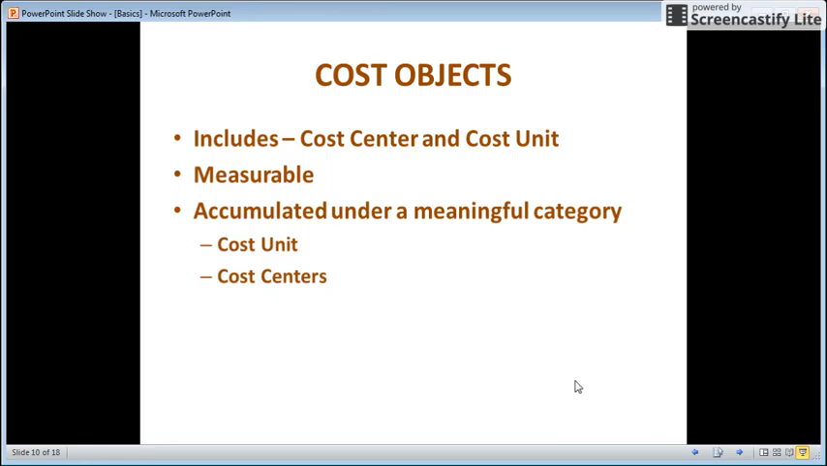Cost object is nothing but a wider term for cost center and cost unit. Hence, any cost which can be accumulated under a meaningful category is called a cost object. There can be many cost objects used by a company. Let's discuss some of the cost objects widely used by most of the companies.